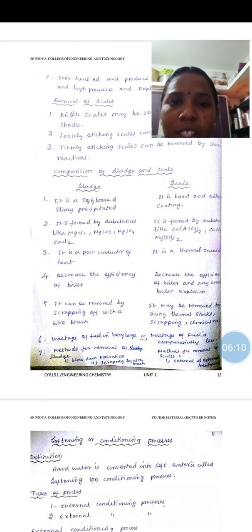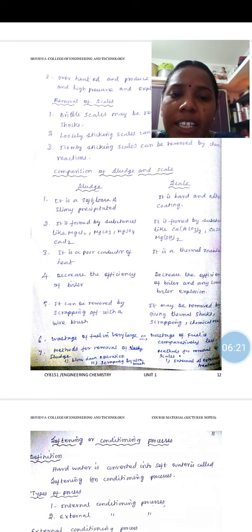What is the difference between sludges and scales? Sludge is a loose and slimy precipitate. Scale is a hard and adherent coating. Sludge can be removed easily. Scale cannot be removed easily.